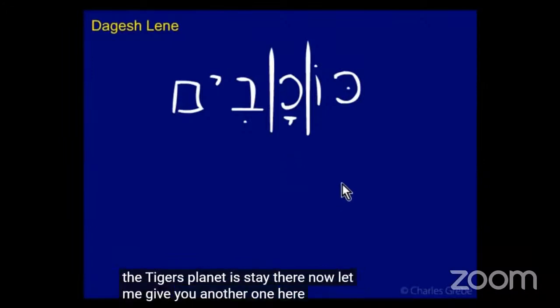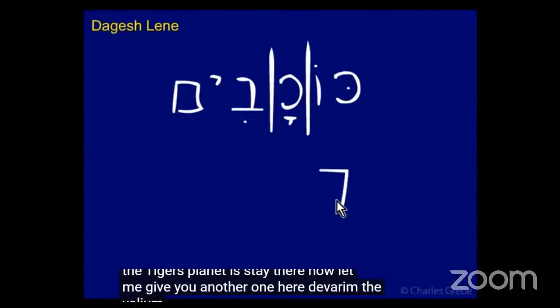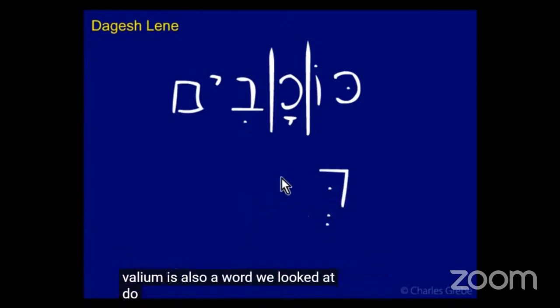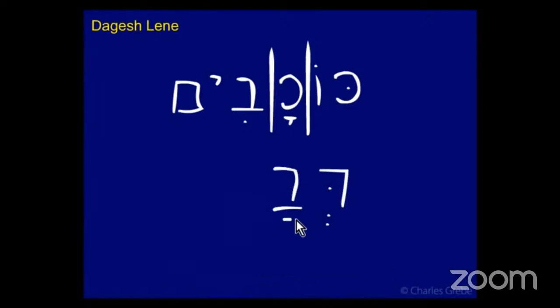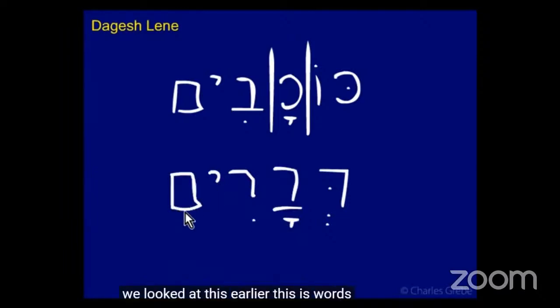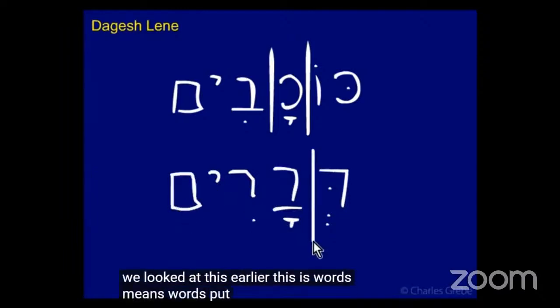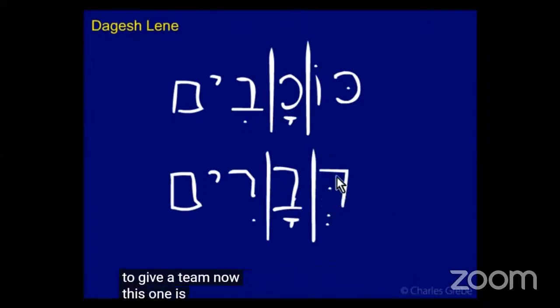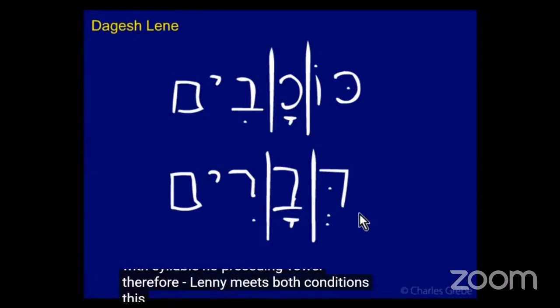Now let me give you another one here. Devarim. Devarim is also a word we looked at. De. Va. Rim. We looked at this earlier. This is words. It means words. We'll put our divisions in there too. Devarim. Now, this one is a begad kafat letter. Begins a syllable. No preceding vowel. Therefore, dagesh lene. Meets both conditions.